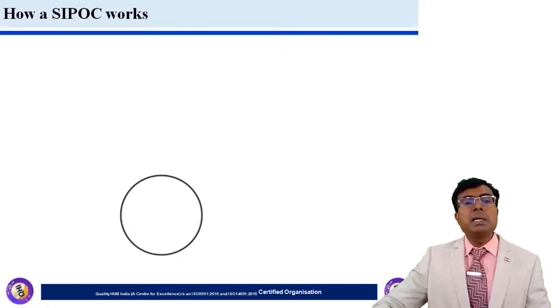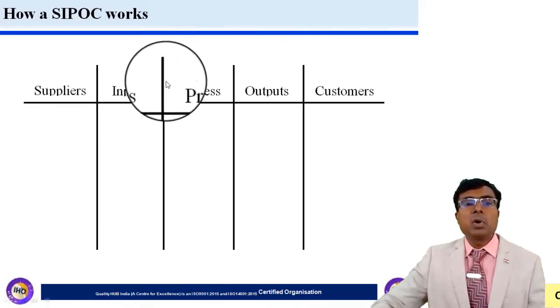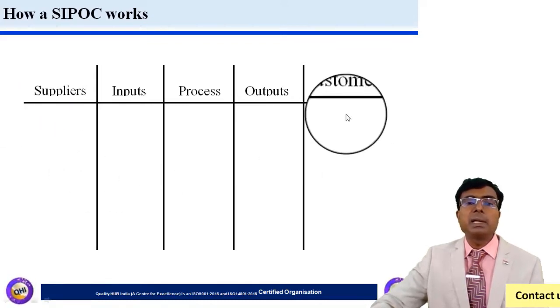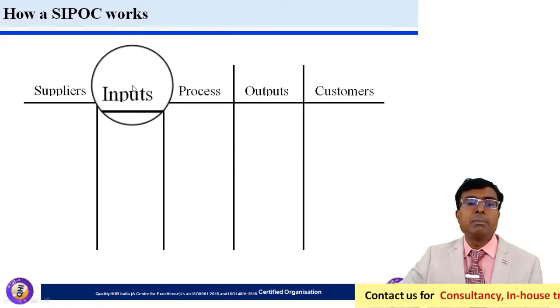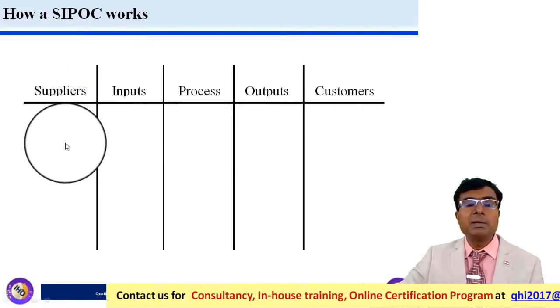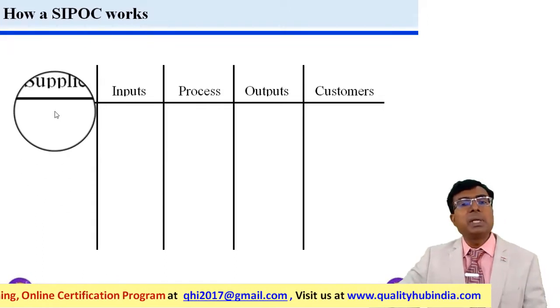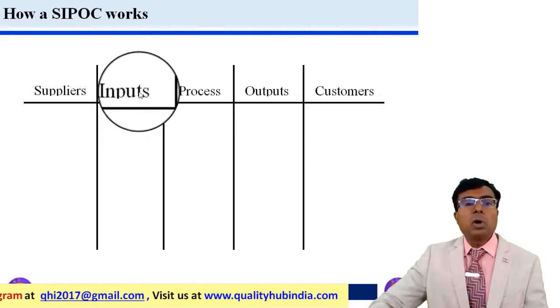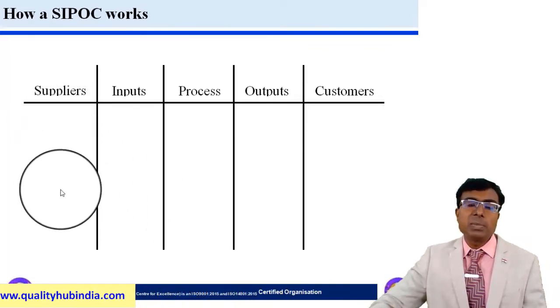So now let's understand how a typical CPOC diagram works. Here we can see a broad level structure of a typical CPOC diagram. In the middle we have the process, and on the left side we have inputs, and the inputs are coming from the supplier. So the supplier's name would be here. Supplier does not mean external supplier only, it can be an internal supplier as well. So for all the inputs we need to write down the suppliers. It could be internal, it could be an external supplier as well.